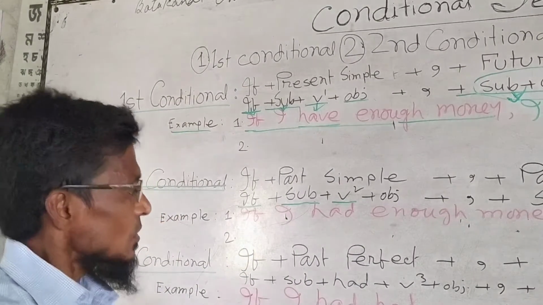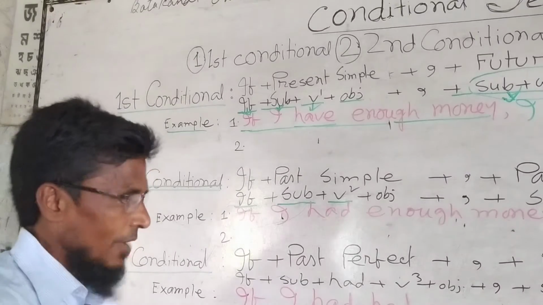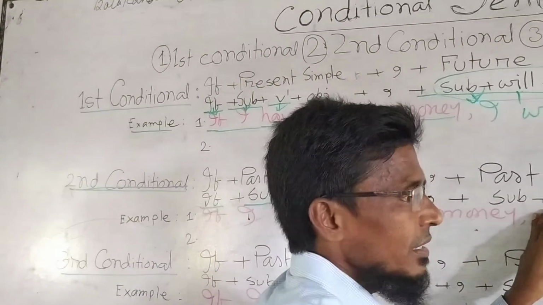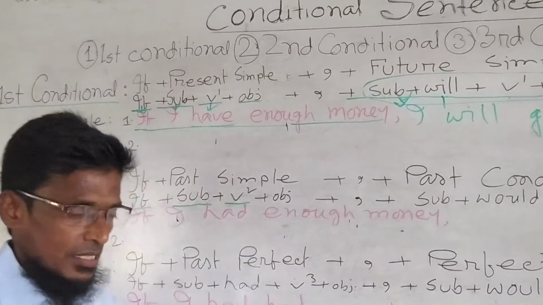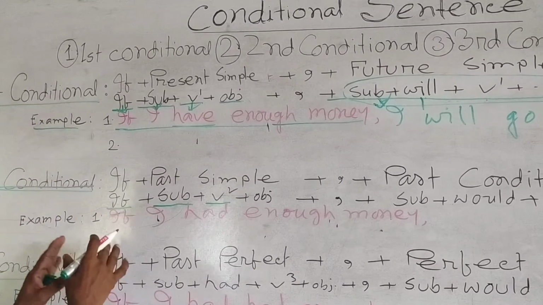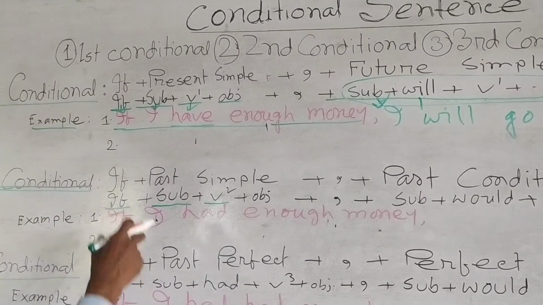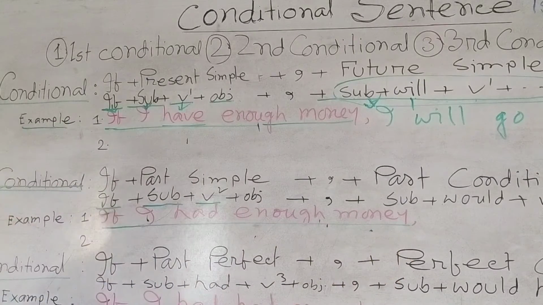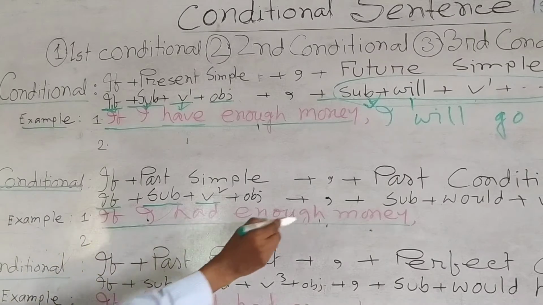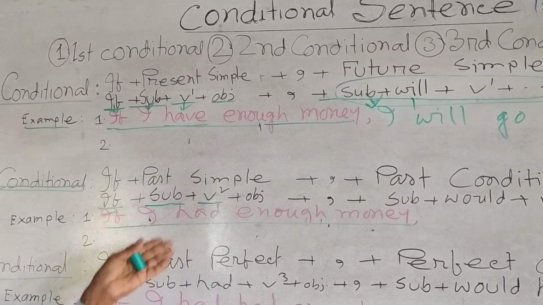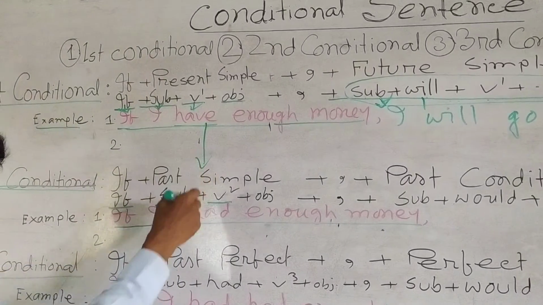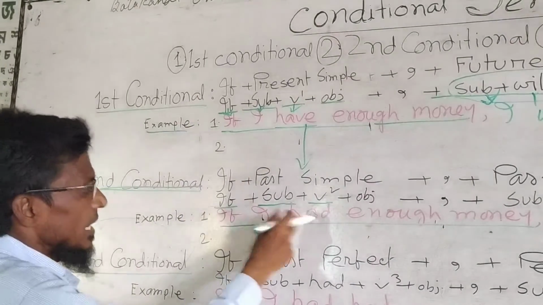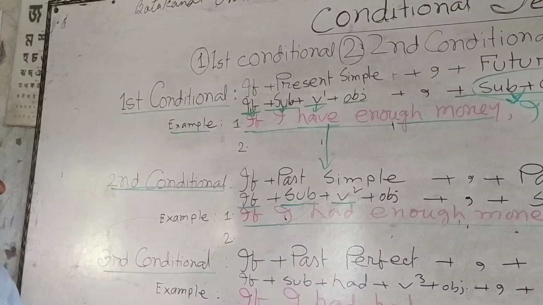Clear? So, we have to think what the other part will be. The other part has to be made up according to this structure. If I had enough money, same case, same sentence but different tense. This is present tense, that is past tense.